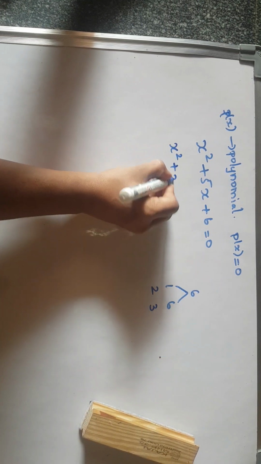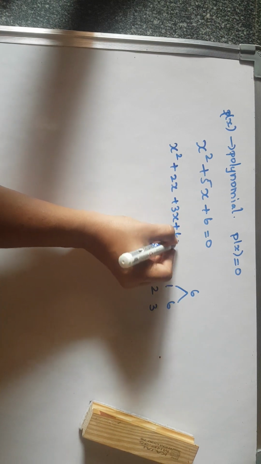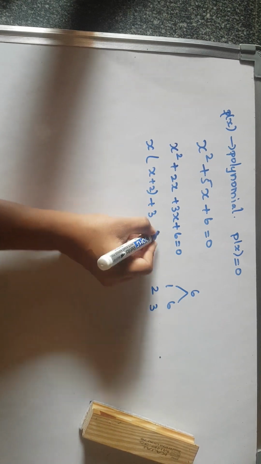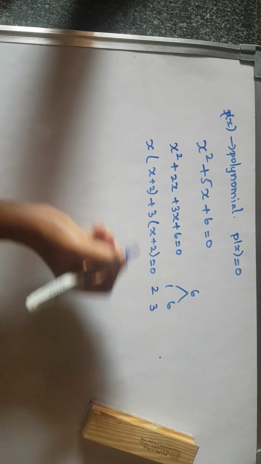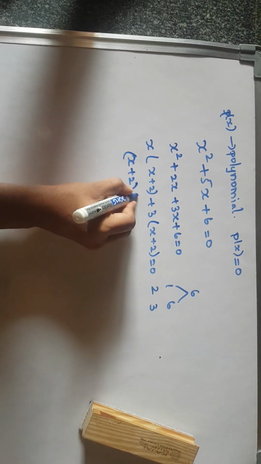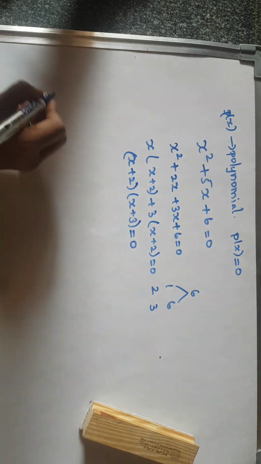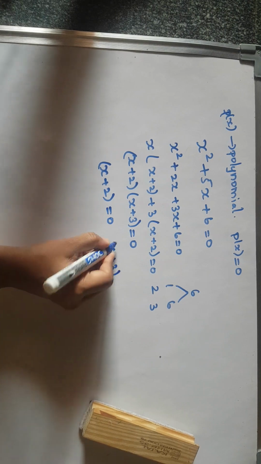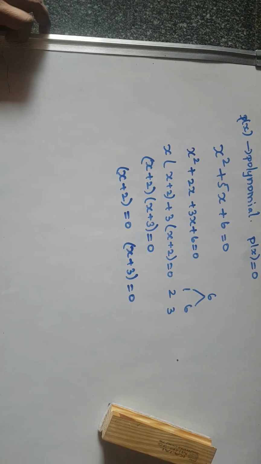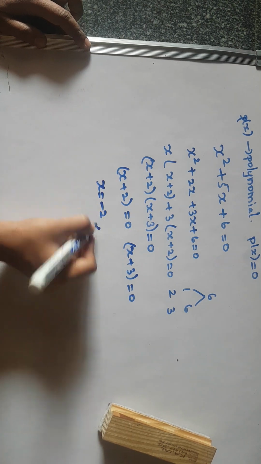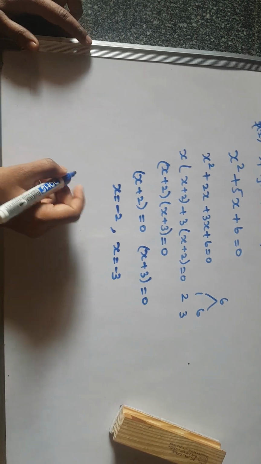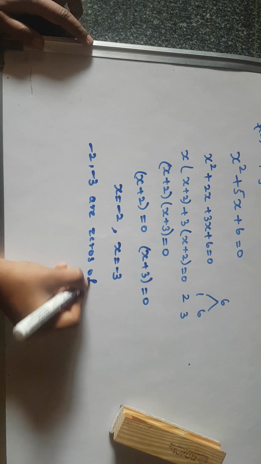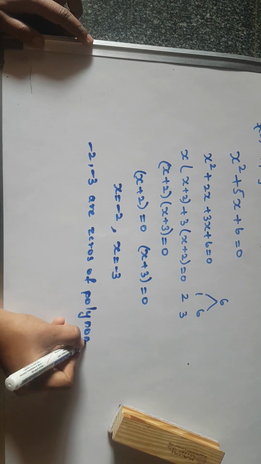x square plus 2x plus 3x plus 6 equals 0. Take x common: x plus 2. Take 3 common: x plus 2 equals 0. Take x plus 2 common: (x plus 2) and (x plus 3). This product is becoming 0. Separately take x plus 2 equals 0 and x plus 3 equals 0. Now x is becoming minus 2 and x is becoming minus 3. So minus 2 and minus 3 are the zeros of the polynomial.